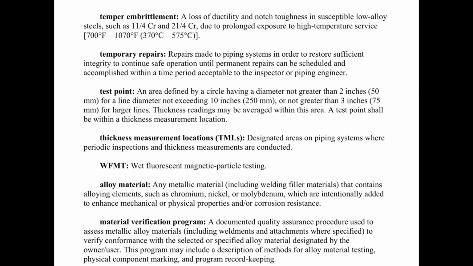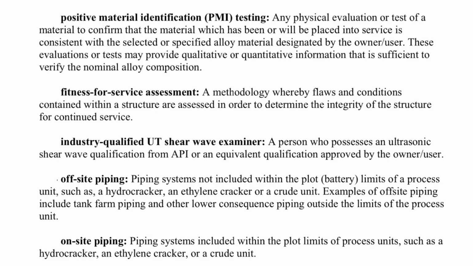Next is, what is temper embrittlement? What is called temporary repair, test point, thickness measurement locations, TMLs? Currently it's called condition monitoring locations. It's not TML anymore. It's called CMLs. WFMT, alloy material. What is material verification program? We have PMI programs, positive material identification programs. These all are the definitions you must read and you should understand yourself. Nobody can teach you this.